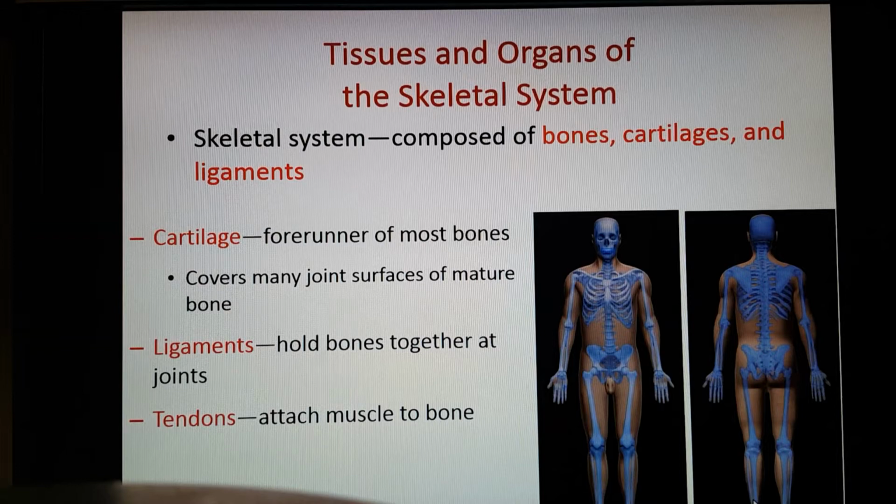So the skeletal system is made of the bones, the cartilages that are in between the bones, and the ligaments that connect bone to bone. Also involved with the system are the tendons that attach muscle to bone.